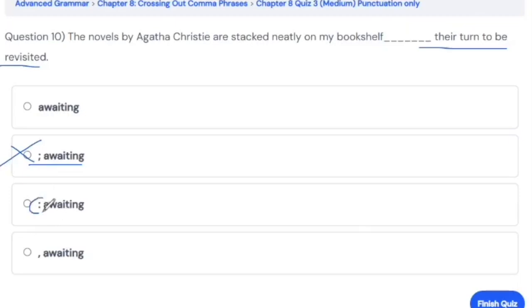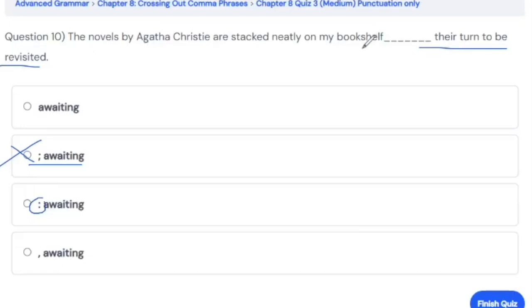Now, a colon needs a full sentence before it, but not necessarily after it. So, do we have a full sentence before it? We actually do here. The novels by Agatha Christie are stacked neatly on my bookshelf. That actually is a full sentence, so I'm not going to cross out the colon.